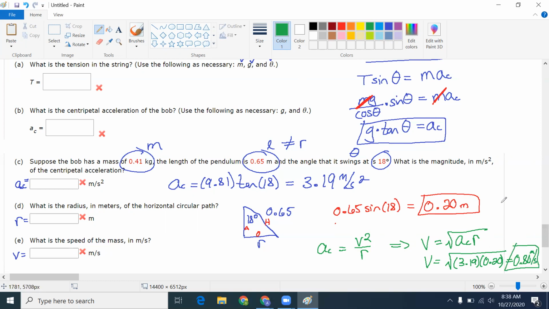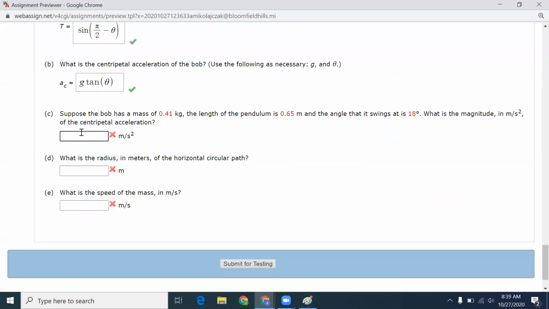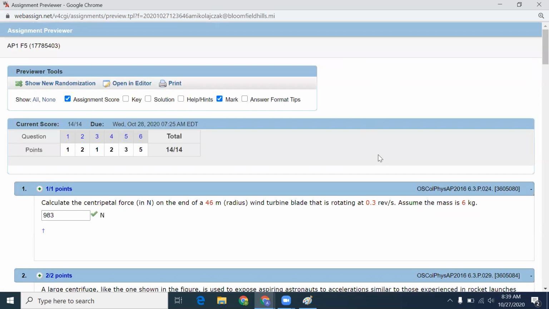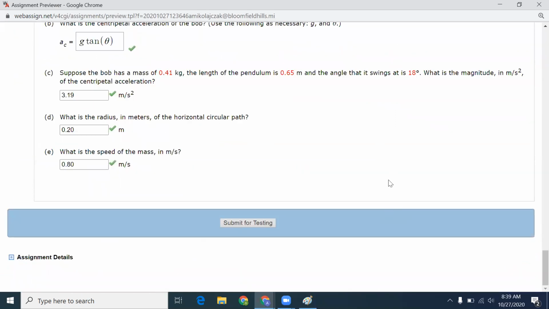So let's try 3.19, 0.2, and 0.8. And it's perfect. Alrighty, well, hope you enjoyed.